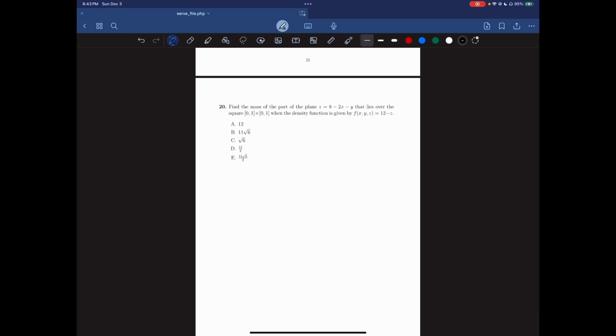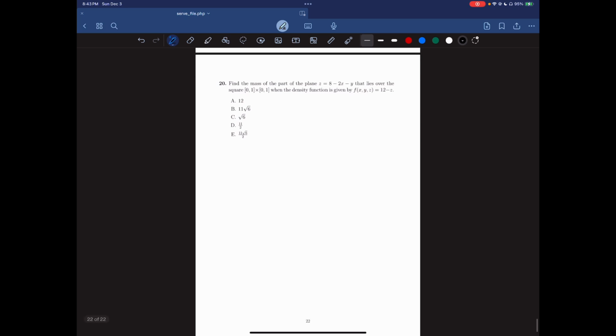Okay, number 20. Find the mass of the part of the plane z equals 8 minus 2x minus y that lies over the square 0 to 1, 0 to 1, where the density function is given by f of x, y, z equals 12 minus z. All right. Basically, what we're doing here is integrating the density function over the surface of the plane. So the surface is the plane.